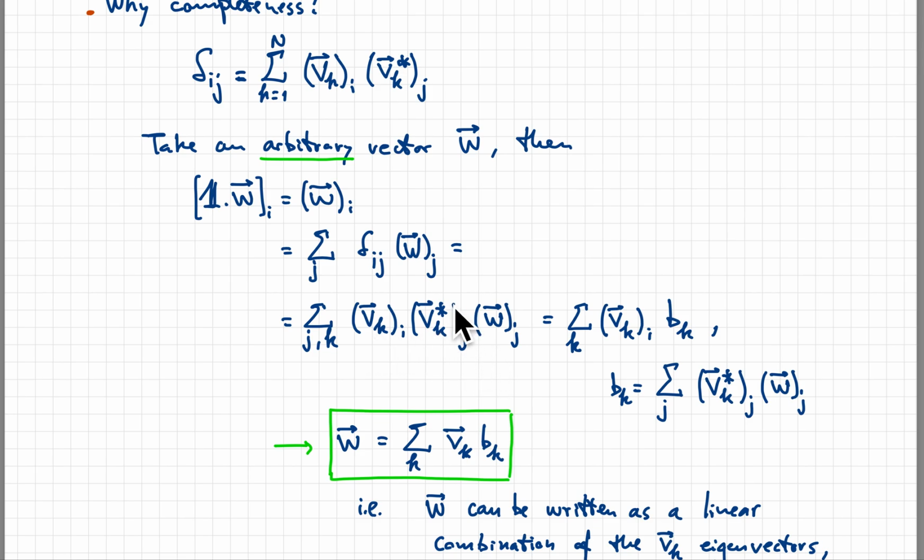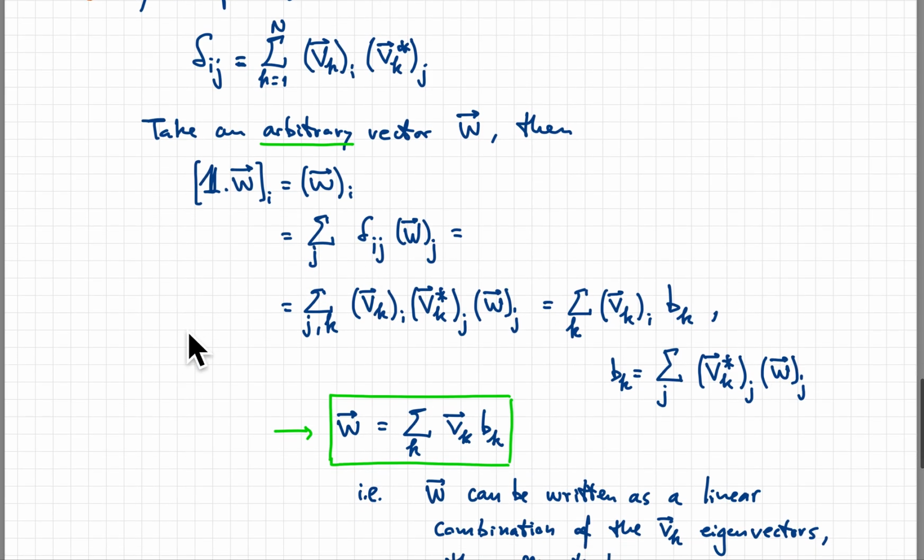Well, it captures this guy because there's a j here, and there's another j here from w, and so that gives us as a result a sum over k. That's the only sum we have left over, vk element i times b sub k. And this b sub k we have defined as the sum over j that we just did, sum over j, vk star j, wj.